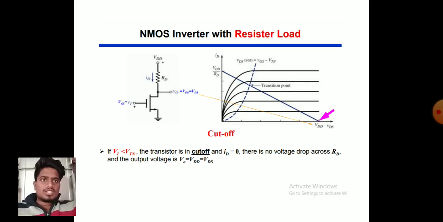As the input voltage increases, the drain to source voltage decreases and the transistor enters the non-saturation region. NMOS inverter with resistor load. This is the VI characteristic of the NMOS inverter with resistor load. The resistor load RD is connected to VDD at the output of the NMOS inverter. In cutoff, if Vi is less than Vtn, the transistor is in cutoff and ID equals 0 as said before. There is no voltage drop across RD and the output voltage is V0 equal to VDD equal to VDS.